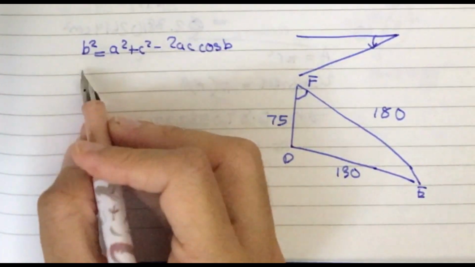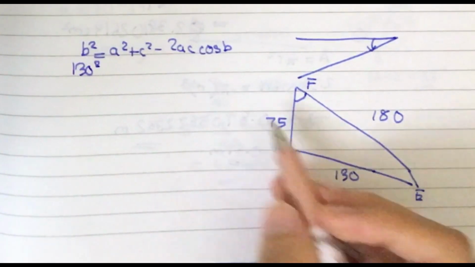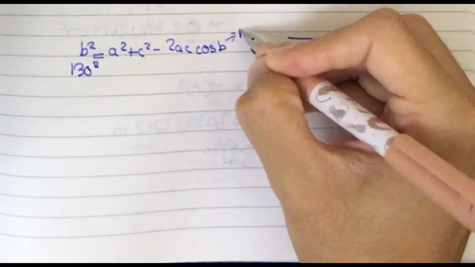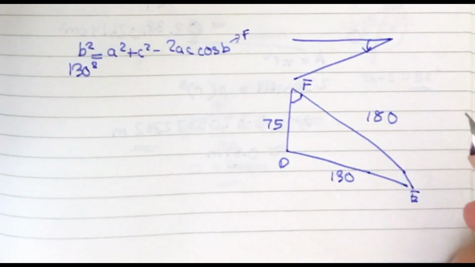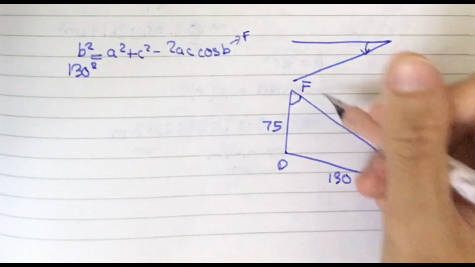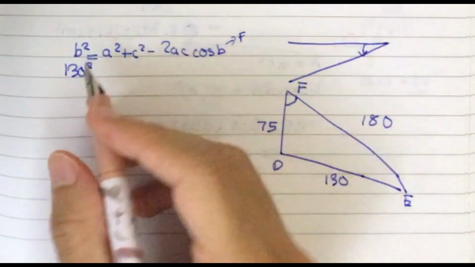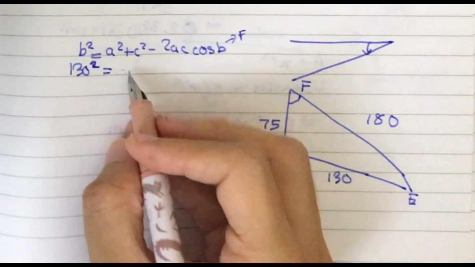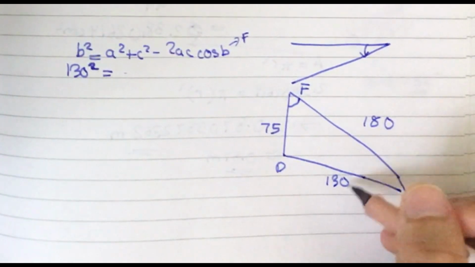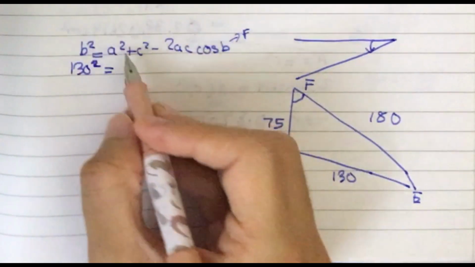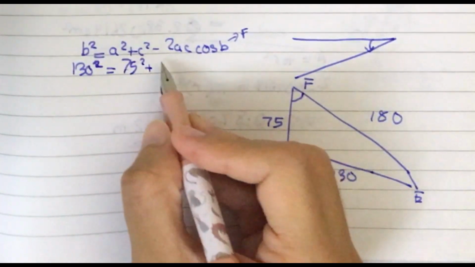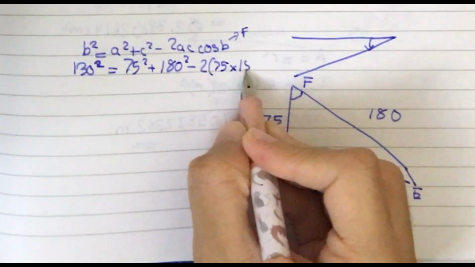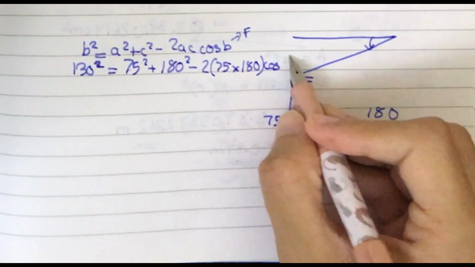So if you substitute the values, it's 130 squared, and always the side b is opposite the angle. Cos B is basically F, I just wrote it as cos B for easier understanding of the formula. So the side opposite angle F is 130, so you will always write 130 over here. Now you have a and c, you can take any of the other two except 130. So you have 75 squared plus 180 squared minus 2 times 75 times 180, and then you have cos B, which you have to find.